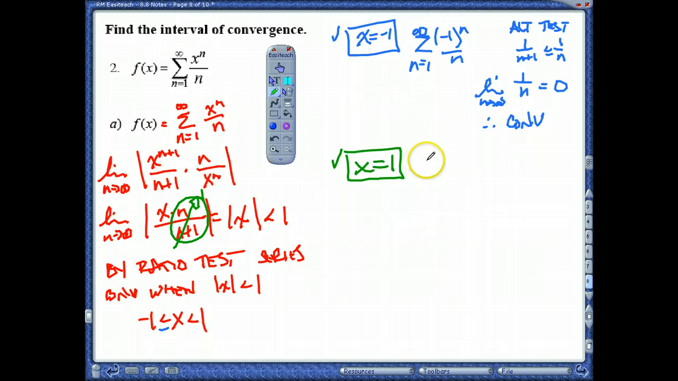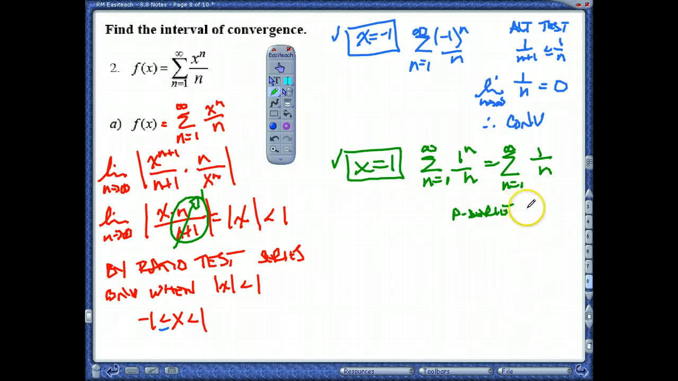Well, if I put a +1 in there, I get 1 to the nth power over n. That's the same thing as 1 over n. Well, that's a p series where p is equal to 1, so that means it diverges. So no equal to bar for the 1.